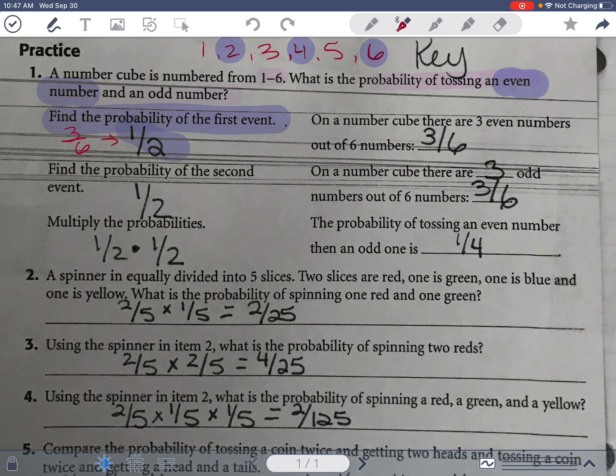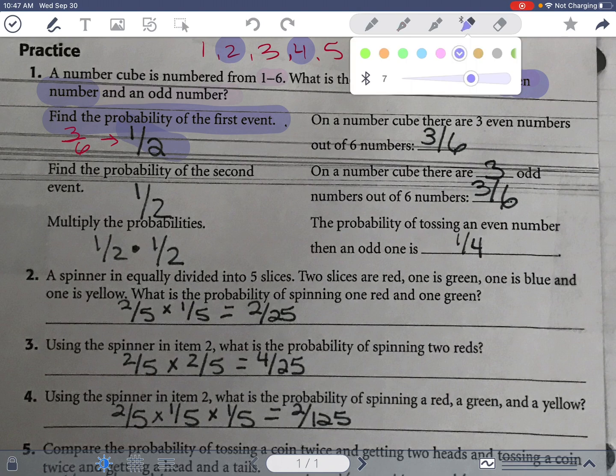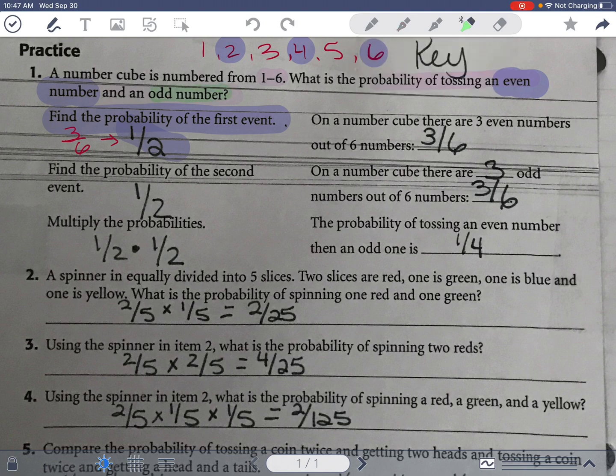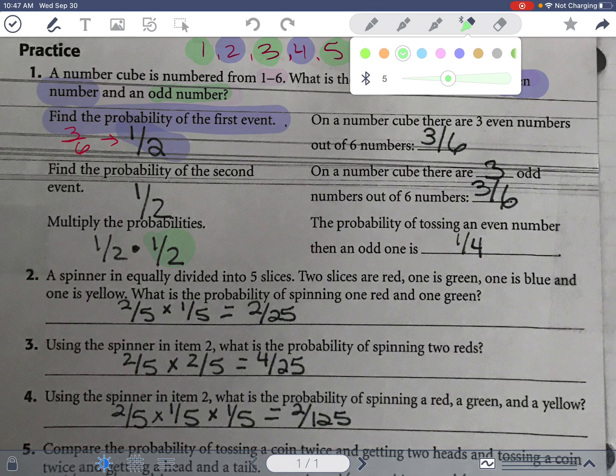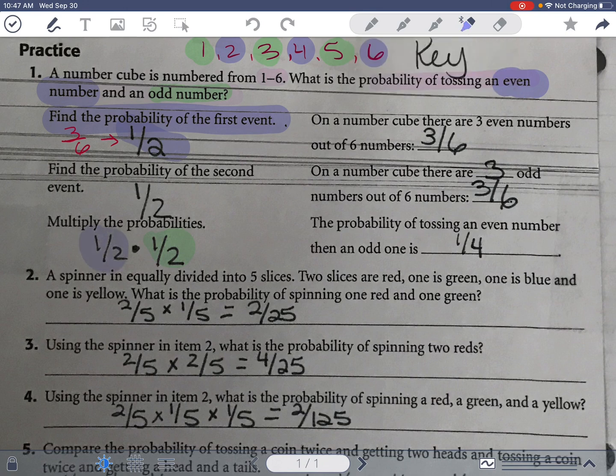What's the probability of the second event happening? Well, that's also 3 out of 6. The other event is the odd numbers, which would be 1, 3, and 5, and that is also 1/2. Then we multiply both of the probabilities. 1/2 times 1/2 is 1/4.